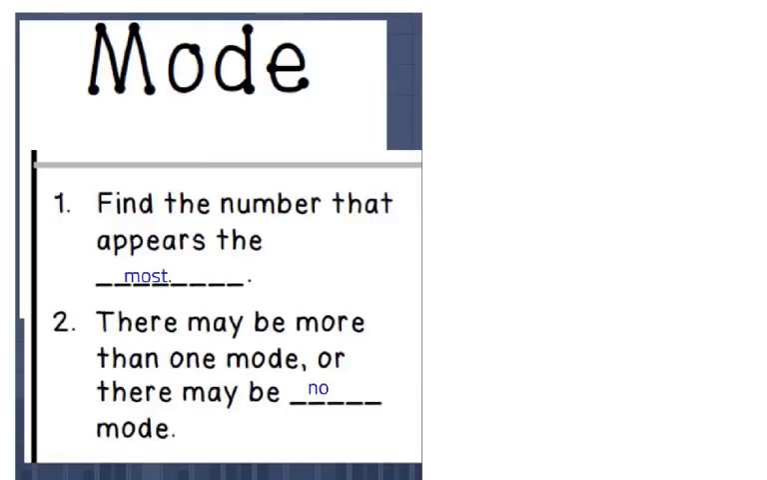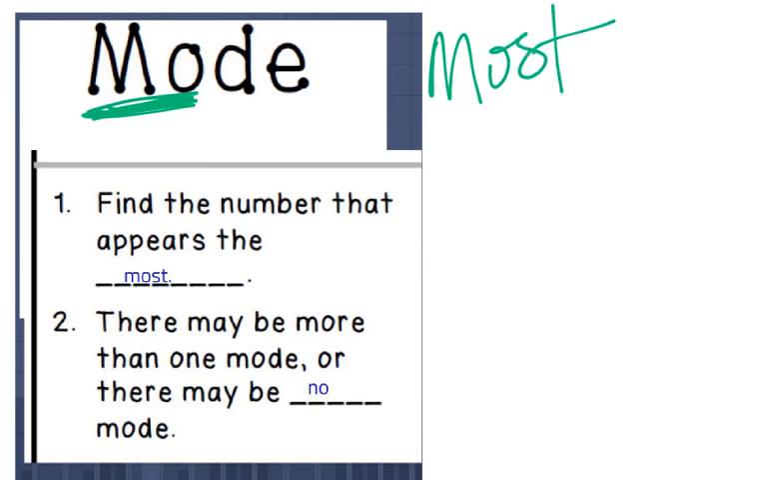Okay, mode. Mode is easy to remember. Mode, M-O, mode, most. That's how you can remember that. Remember I told you median? You think about that strip down the middle of the highway. Middle, median, middle. Mode, most. Mode is the number that occurs the most in the set of data. Okay? There may be more than one mode. There also may be no mode, okay?